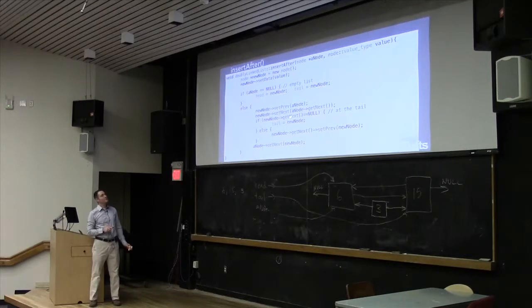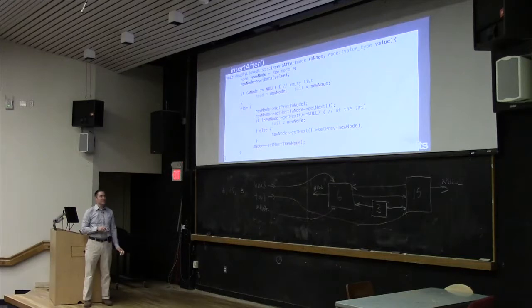If the new node's next is null. Is this one pointing to null? No, it's not. So don't do this. Do this. Now we need to say new node, get its next, right? And this is where it gets a little crazy. We need to say, what's the new node pointing at? The new node is now pointing here. Set its previous to be the new node.